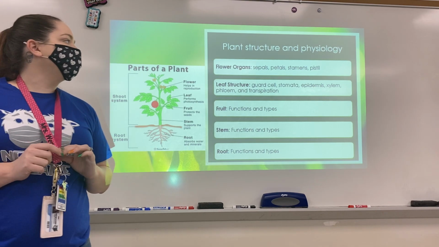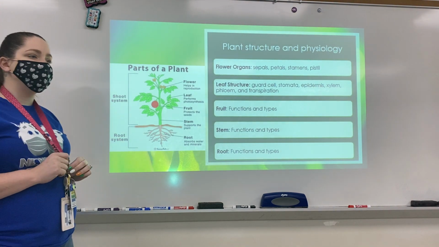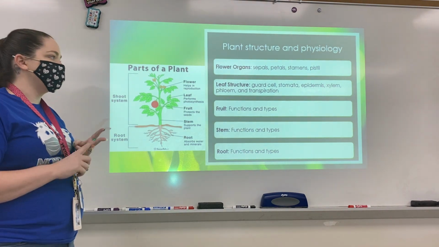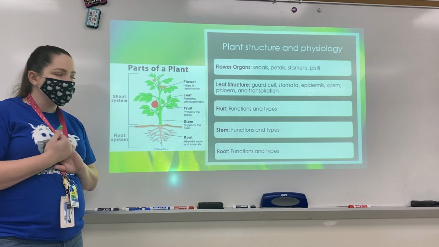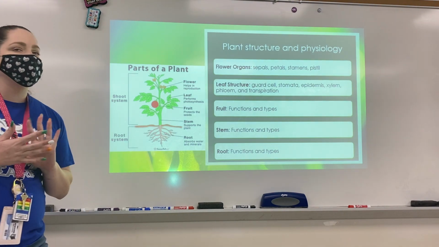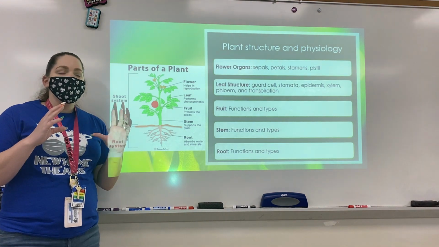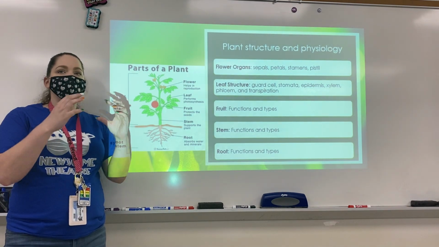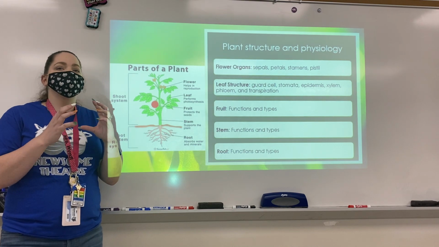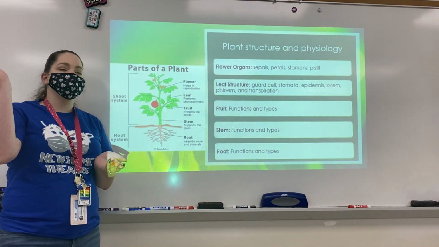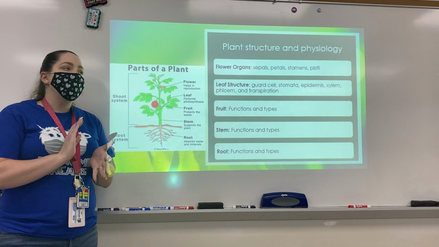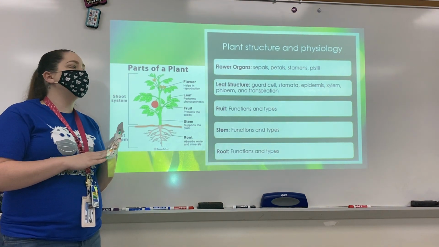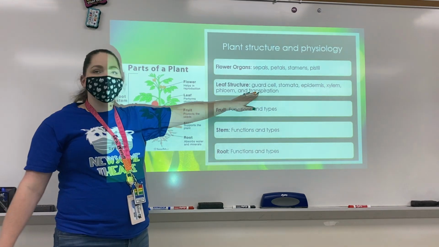And then we talked about leaves, and we talked about the different parts of the leaf that you're going to have to know. So those are guard cells, stomata, epidermis, xylem, phloem, and transpiration. So remember, guard cell and stomata work together. So stomata is just a hole in the leaf. That hole serves as a way for carbon dioxide and oxygen to go in and out of the plant, and it also serves as a way for water to be evaporated during transpiration.